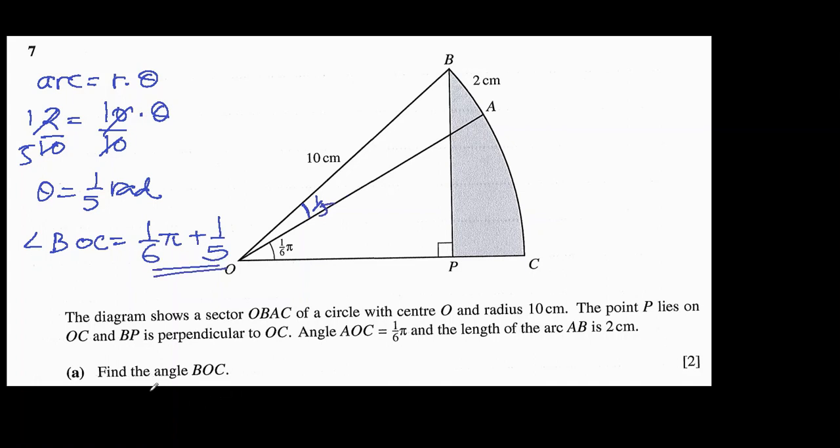They have not said whether it has to be exact or decimal. If you want to express this in decimal, it is equal to 0.7235598, and to 3 significant figures it will be 0.724. Let's go to the next part.